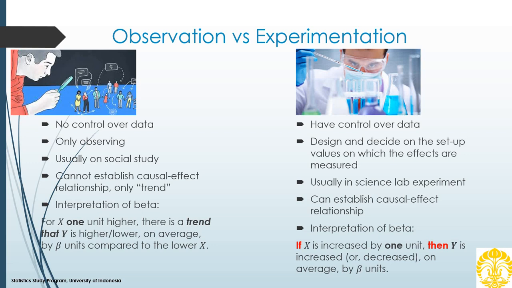So you set up, okay, the amount of substance A is 50 milliliters, and then I add to 60 milliliters, and I see the speed of the evaporation. I increase the amount of substance A, and then what is the change in the speed of the evaporation, for example. So you can decide and set whatever value you want to check the effect of.